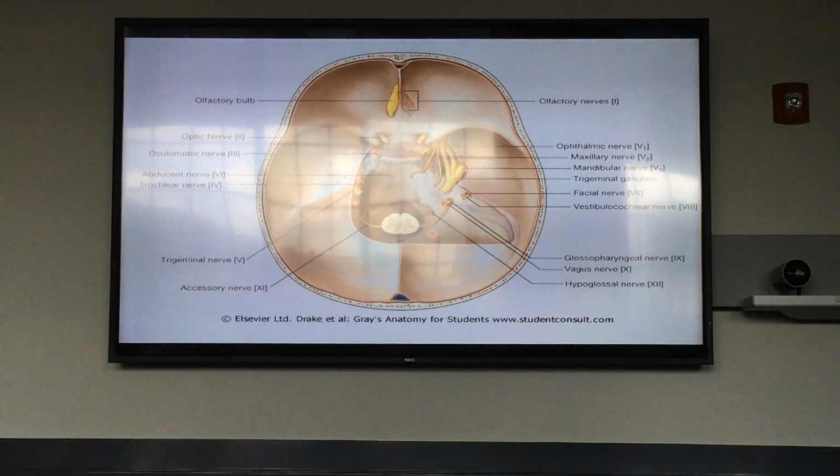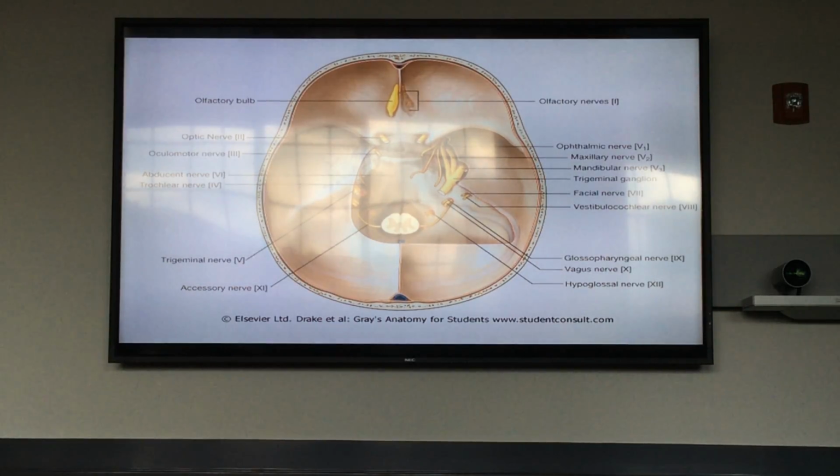And this is just another view. And here's the trick. Learn the relationships of these nerves as they pass from the brainstem out through their respective foramina in the skull. It makes perfect sense. So here you can kind of see the spinal accessory nerve. It's going to travel up. It's going to travel out through the jugular foramen. Cranial nerves 9 and 10 also travel out through the jugular foramen.